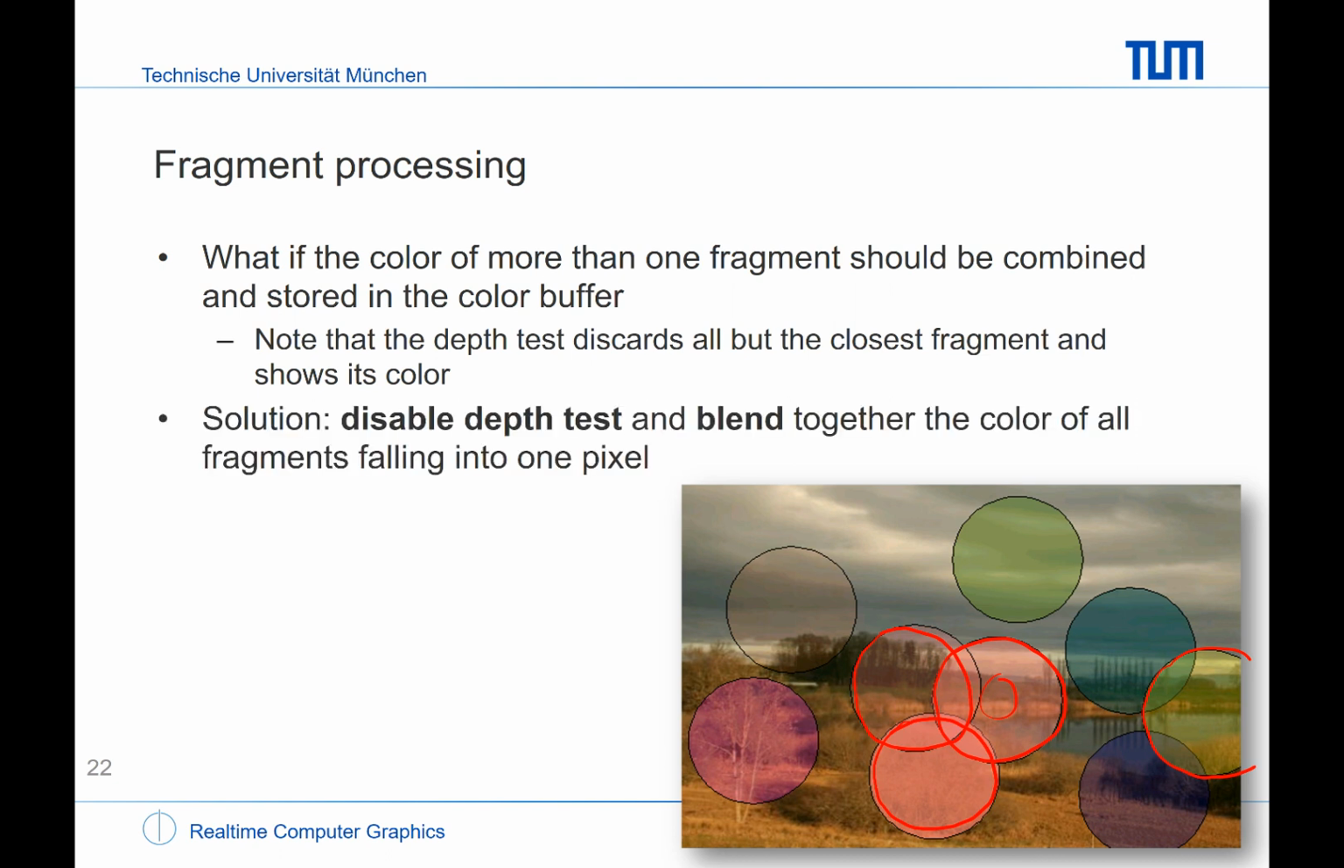And the solution, in order to also handle these semi-transparent cases, is that we simply disable the depth test, and then we need to blend together the colors of all fragments falling into one and the same pixel. But in order to do the blending properly, we have to render the objects in a certain order.